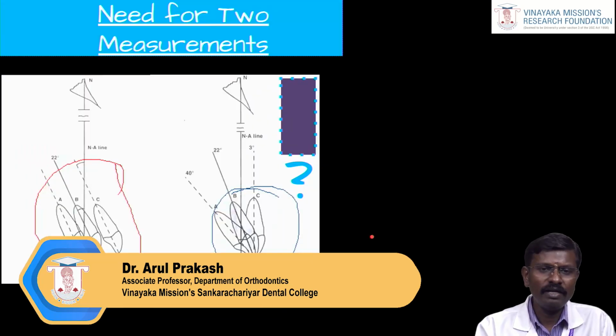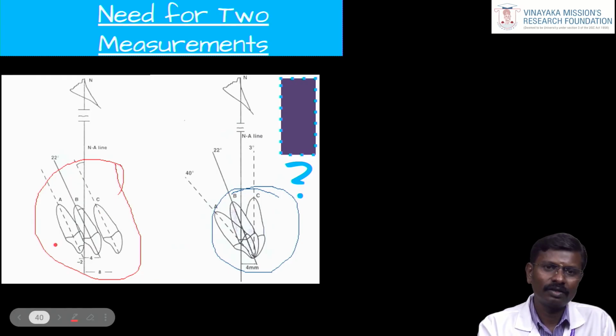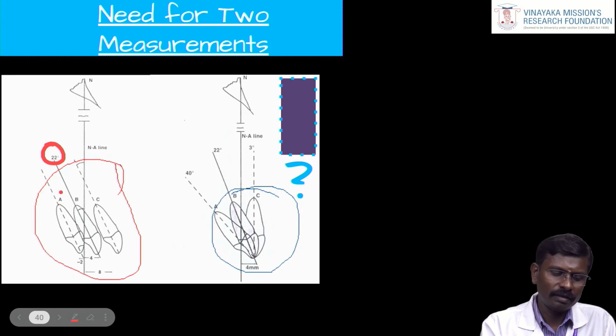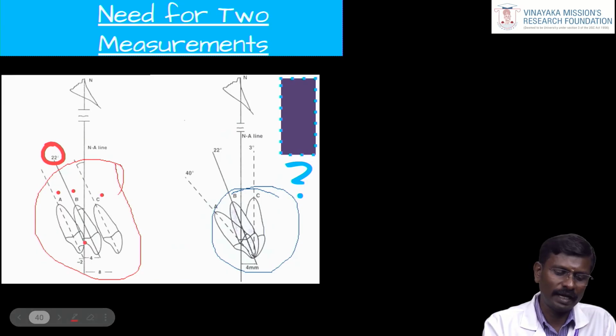So what is the need for 2 measurements? Here you can see these 2 pictures. One is on the left and one is on the right. See here on the left side, all the 3 teeth are at the same 22 degrees. Tooth A is at 22 degrees, B is at 22 degrees and C is at 22 degrees. And see this position, the A is at -2 to the NA line, and the next one is 4, and the next one is 8.